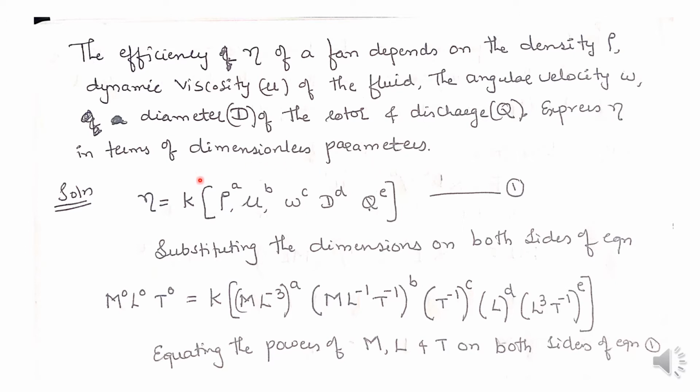Our first step: efficiency is a function of density, dynamic viscosity, angular velocity, diameter d of the rotor, and discharge. If we remove the function term, we write efficiency equal to K, where K is a constant, times density to the power a, dynamic viscosity to the power b, angular velocity to the power c, diameter to the power d, discharge to the power e. I am writing each and every term in terms of power.